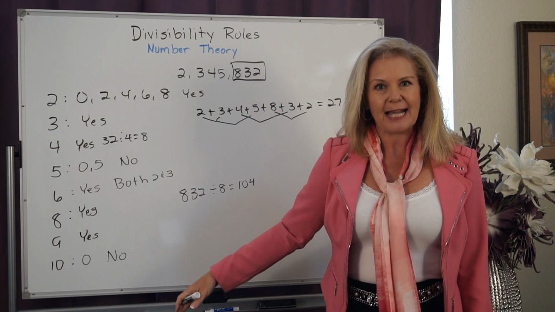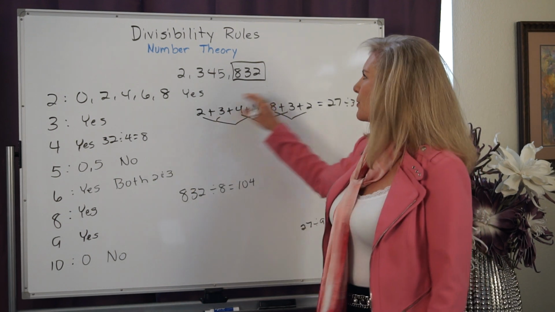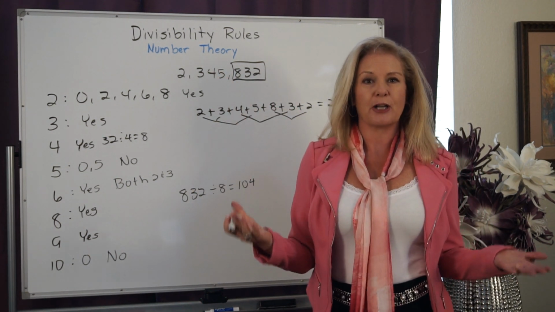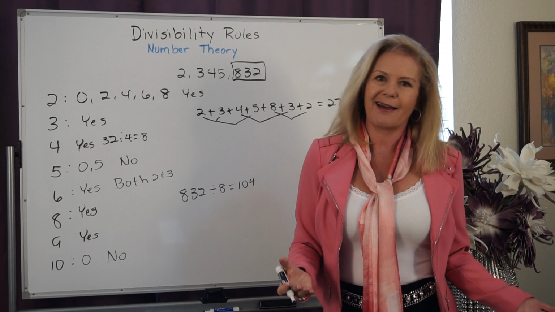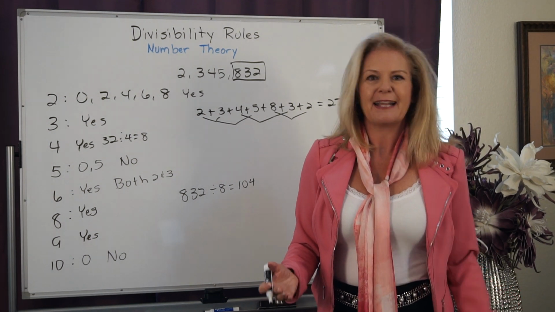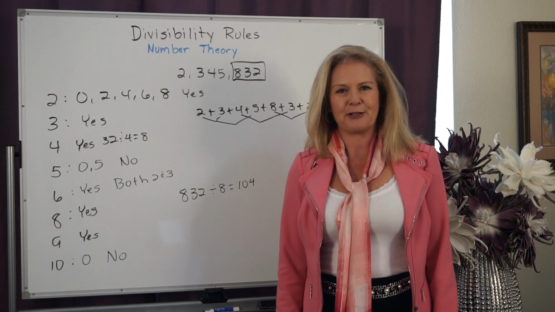So those are some fast and easy rules we can use in order to see if large numbers are divisible by other numbers without actually having to do the work. Now it's your turn to continue the adventure.